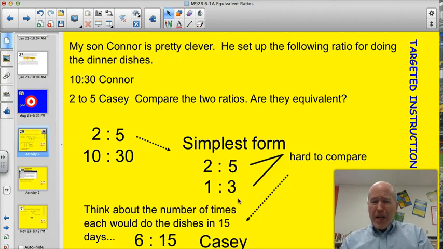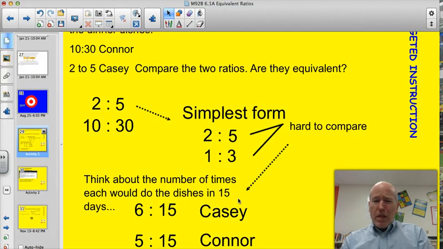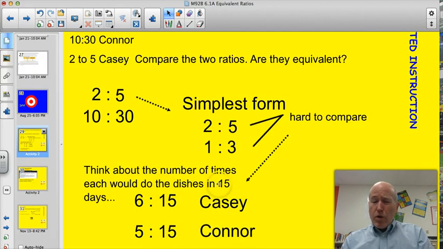Well, it's still kind of hard to compare. So let's think about the number of times each of them would do the dishes in 15 days. In 15 days, that would be 3 cycles of this, so that would be 6 times in 15 days. And for Connor, it would be 5, because his is a 1 to 3. So if we do the same thing to both sides of the ratio, multiply by 5 here, multiply by 5 here, we'd have 5 to 15.